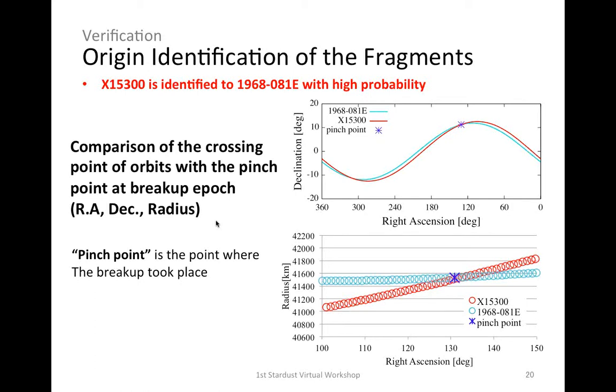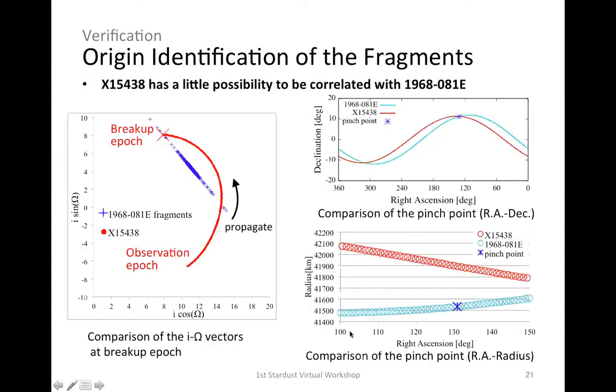Also, another index can be used to identify the origin. It is called the pinch point. The pinch point is where the breakup occurred. These figures represent the comparison of the pinch point with the crossing point of the orbits. The crossing point corresponds with the pinch point in right ascension, declination, and radius.